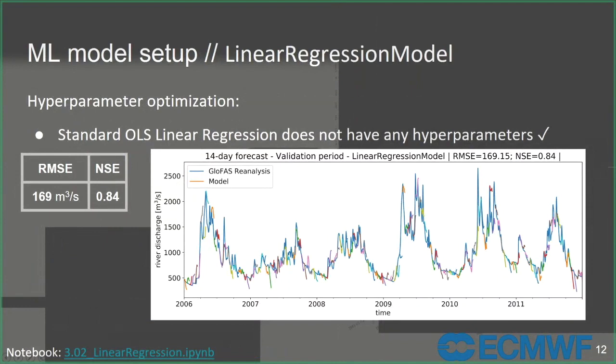For a standard ordinary least squares linear regression, you do not have any hyperparameters to optimize. So basically you just load it in, you put the data in, and you get the result. The Nash-Sutcliffe efficiency was 0.84 for this forecast.